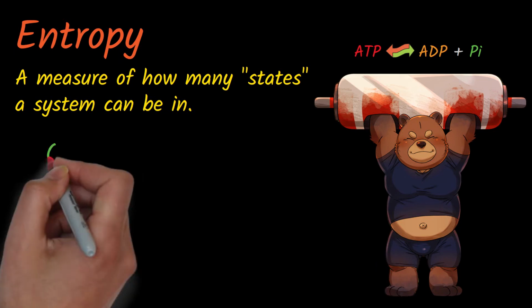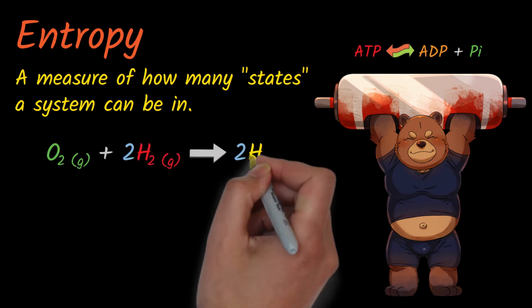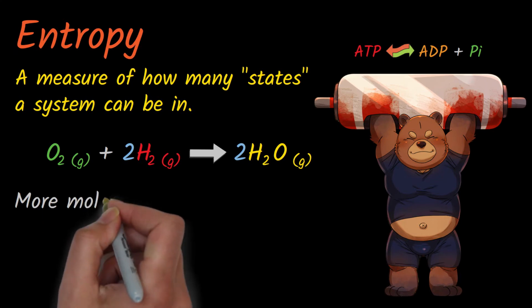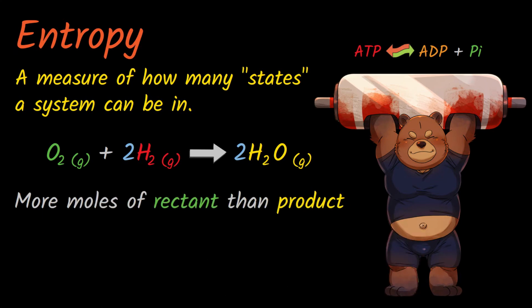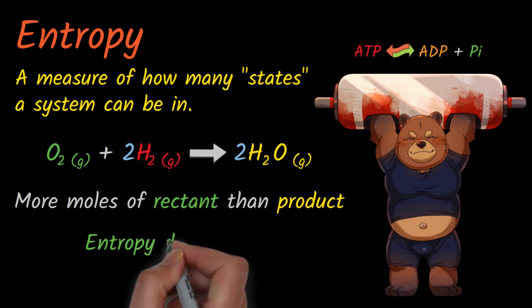What about this chemical reaction? The number of moles decreases when product is formed. Fewer molecules means fewer possible states, thus the entropy goes down. The opposite would also be true.